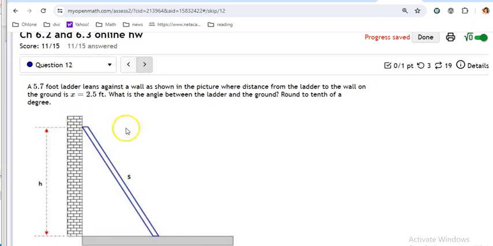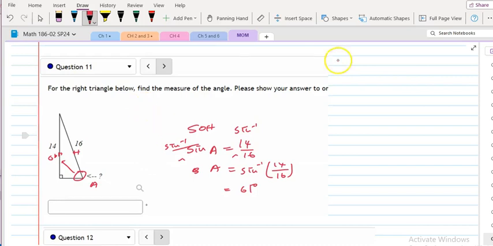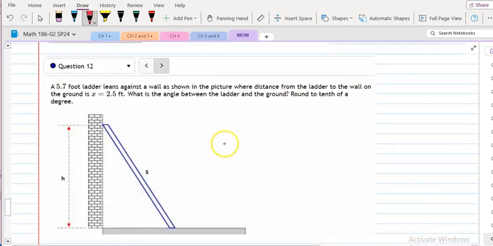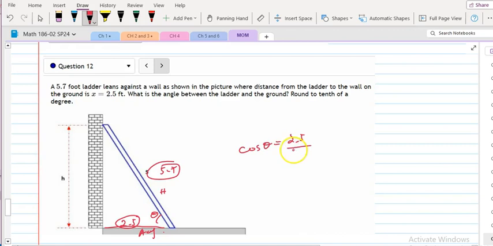Number 11, so this is a ladder, 5.7 feet long. Okay, let's look at it this way. It leans against the wall, and the distance from the ground is 2.5. What is the angle between the ladder and the ground? So this is the angle, right? According to this, I have this side, which is adjacent, and I also have this side, which is the hypotenuse. So A and H is CAH. Cosine theta is equal to A over H, 2.5 over 5.7.